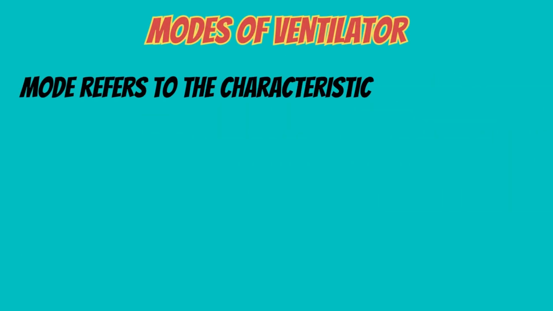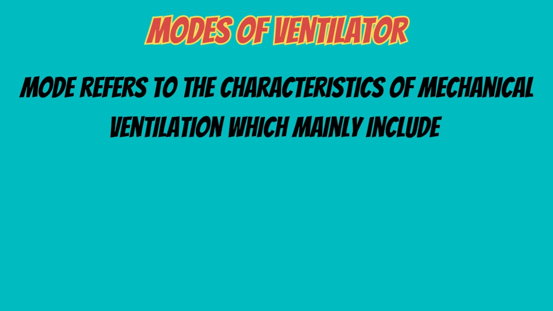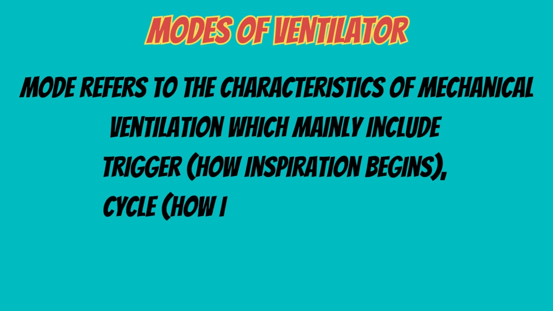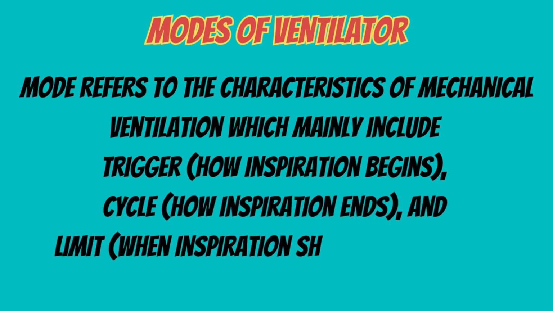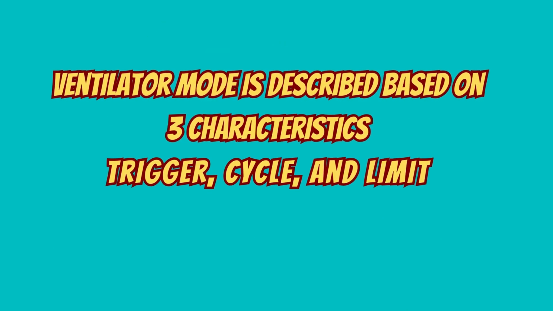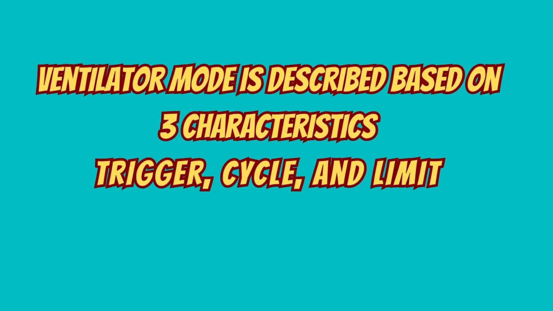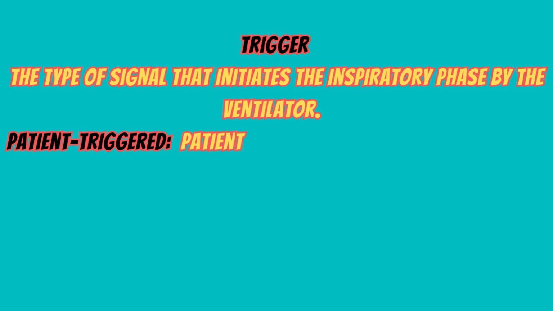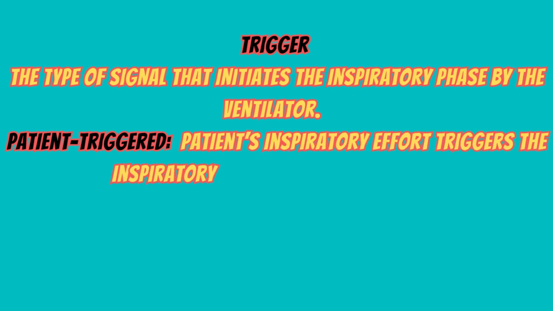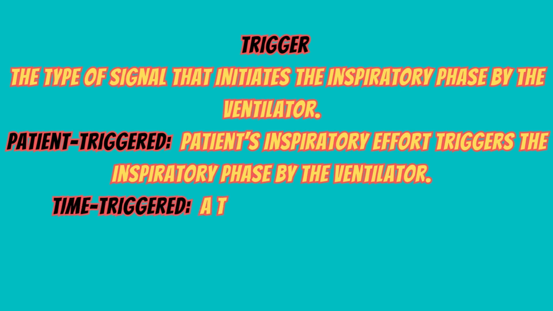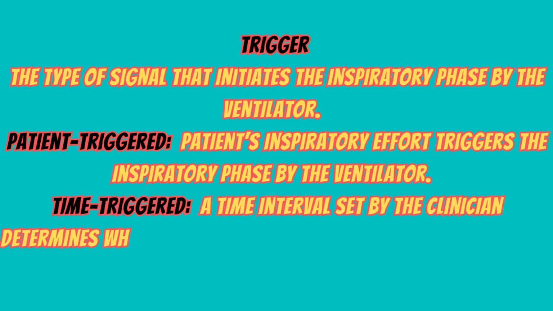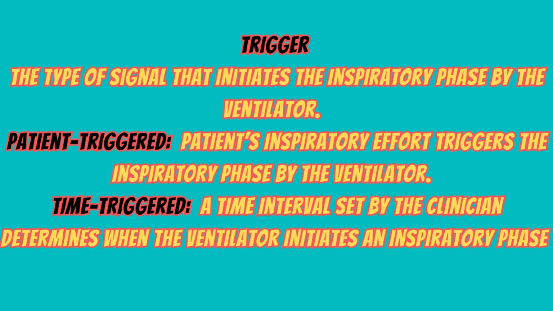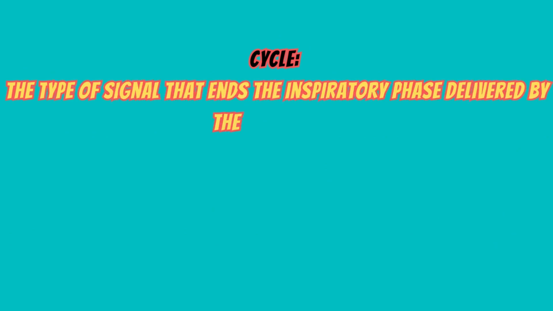Modes of ventilator. Mode refers to the characteristics of mechanical ventilation, which mainly include trigger, which means how inspiration begins; cycle, how inspiration ends; and limit, when inspiration should be aborted. Ventilator mode is described based on three characteristics: trigger, cycle, and limit. Trigger is the type of signal that initiates the inspiratory phase by the ventilator. Trigger could be patient triggered, that is, the patient's inspiratory effort triggers the inspiratory phase by the ventilator, or time triggered, which means a time interval set by the clinician or operator determines when the ventilator initiates an inspiratory phase.